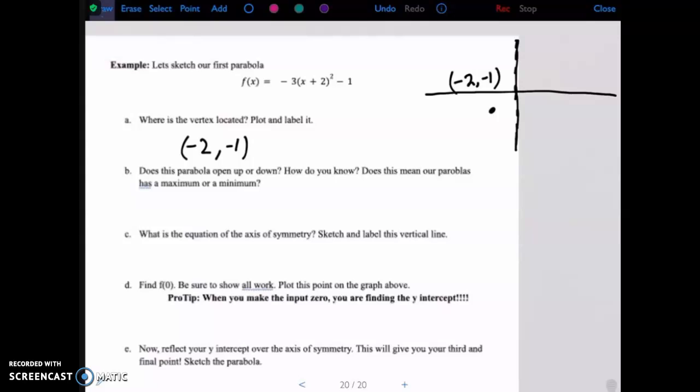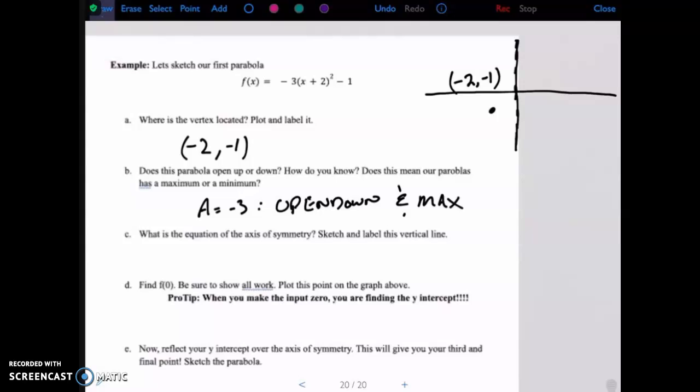Does the parabola open up or down? How do you know? Does this mean the parabola has a max or a min? So the a value is equal to -3. That means that it opens down, which means, therefore, you're going to be working with a maximum here. The top of the mountain.